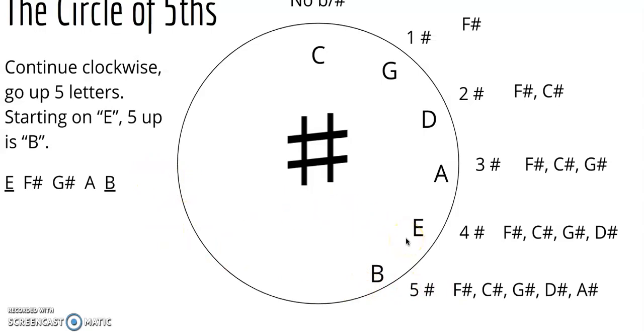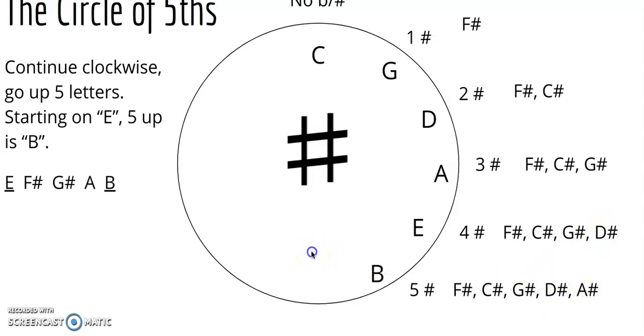Starting on the E, where we left off, 5 away is B. 1, 2, 3, 4, 5. And I'm adding in sharps once they have been introduced in key signatures prior to this. So in the key of B, we have 5 sharps, F sharp, C sharp, G sharp, D sharp, and A sharp. You may have also noticed that we always start with F sharp, and then the second sharp is always C sharp, the third is always G sharp, the fourth is D sharp, and the fifth is always A sharp.